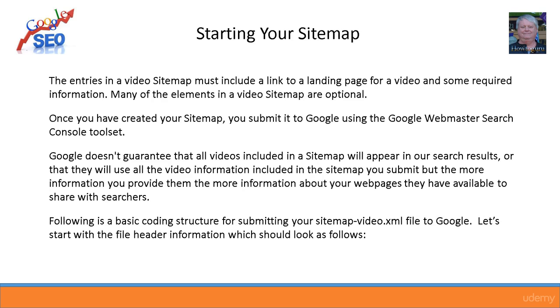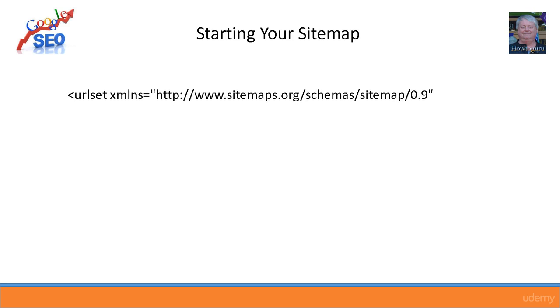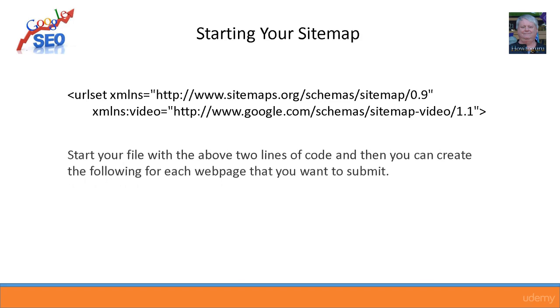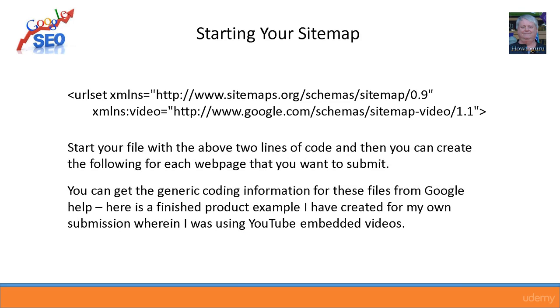Following is a basic coding structure for submitting your sitemap-video.xml file to Google. Let's start with the file header information, which should look as follows. Start your file with the above 2 lines of code, and then you can create the following for each web page that you want to submit. By the way, you can get the generic coding information for these files from Google Help. But here is a finished product example that I've created and used for my own submission, wherein I was using on my pages YouTube embedded videos. Here's a basic configuration that I used for each page.